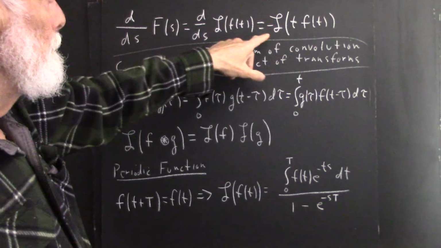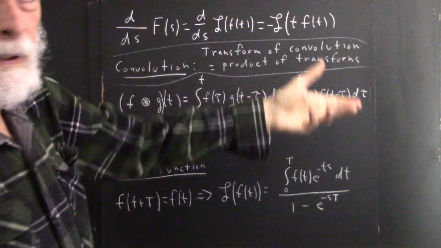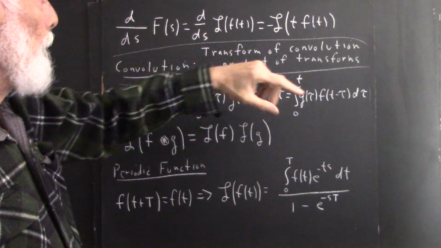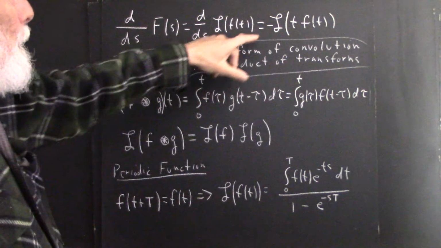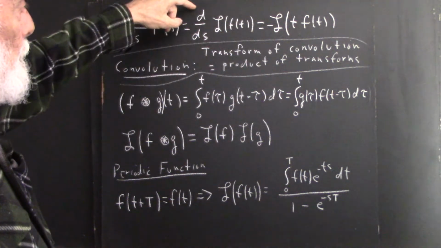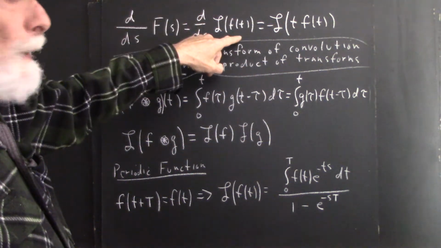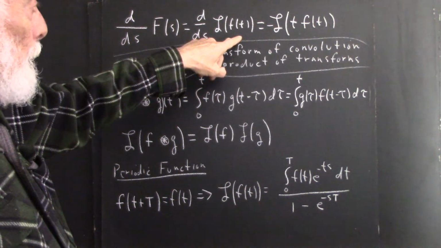That's equal to the negative of this transform, and I've written it in this order because that's the order in which you want to look at it if you want to prove it easily. But anyhow, the negative of this transform is equal to the derivative with respect to s of the Laplace transform of f of t. And again, it's very easy to write this out and see why it is.